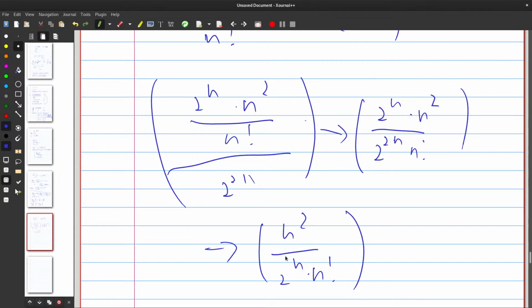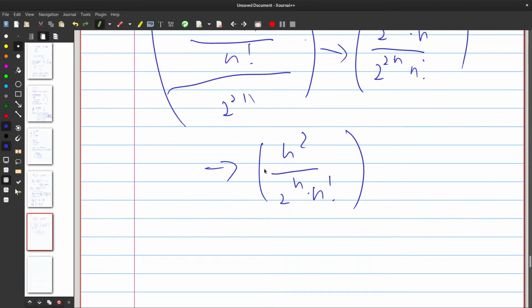And you could probably immediately guess that we can split this, because whilst both of them go to infinity, n squared goes a lot slower than 2 to the n and n factorial. And in fact, we can cancel out one n using the n factorial, so we get n over 2 to the n times n minus 1 factorial.